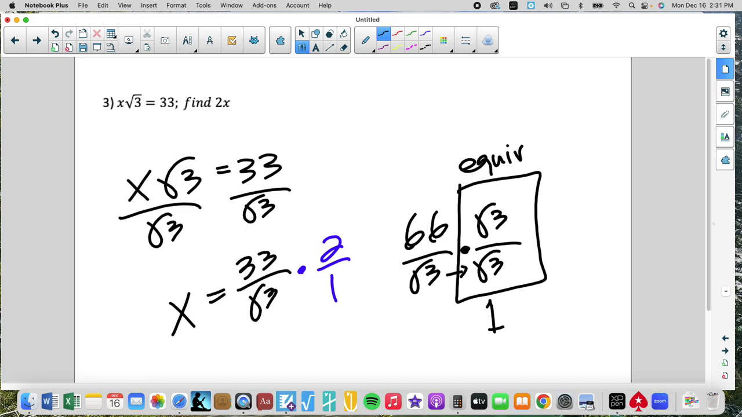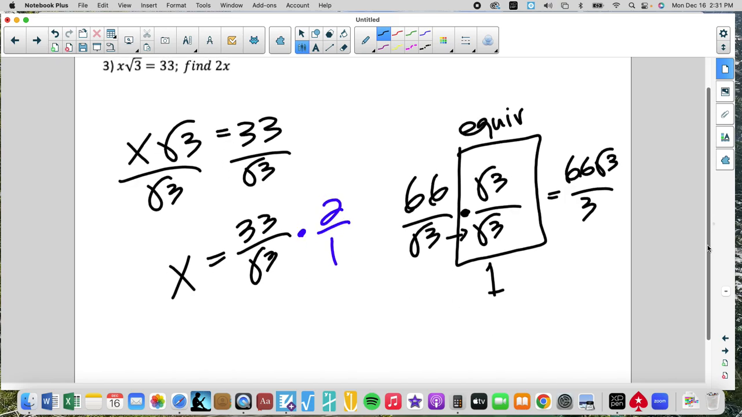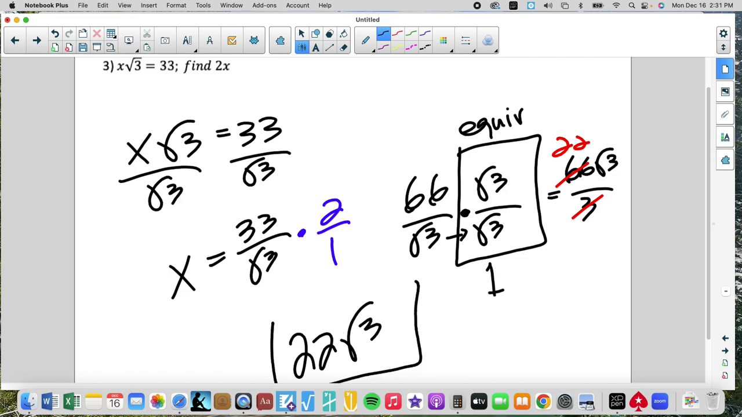If we multiply these, that becomes 3 in the denominator. That becomes 66 rad 3, which is okay to have a radical in the numerator, but we would want to simplify that fraction. And that final answer becomes 22 rad 3, your acceptable answer.